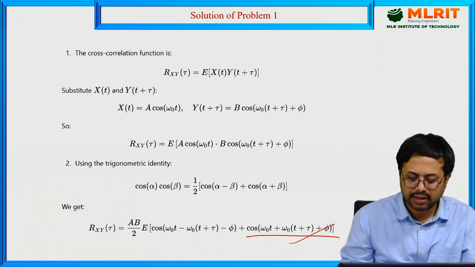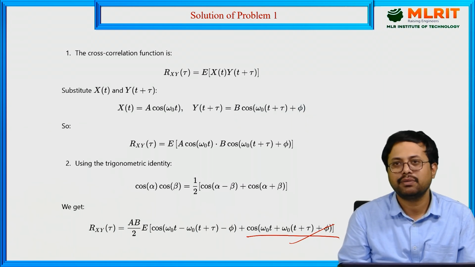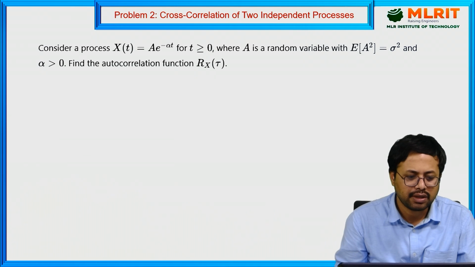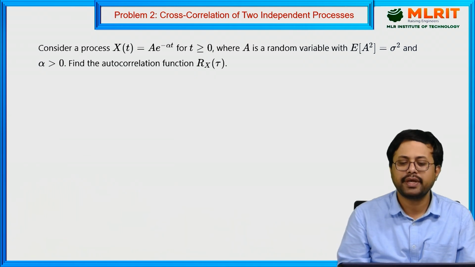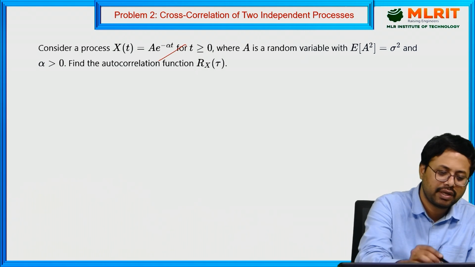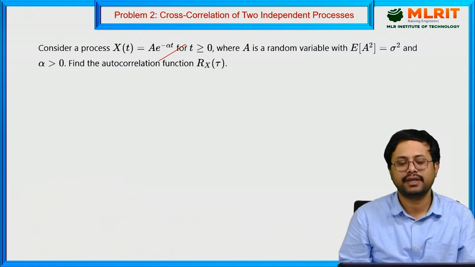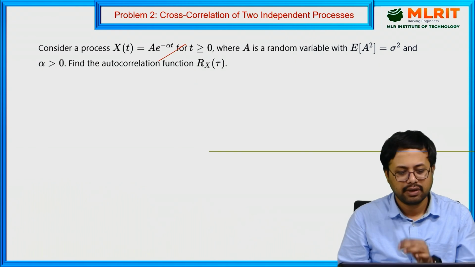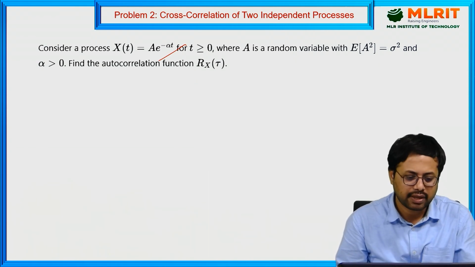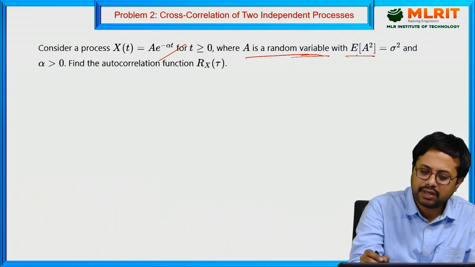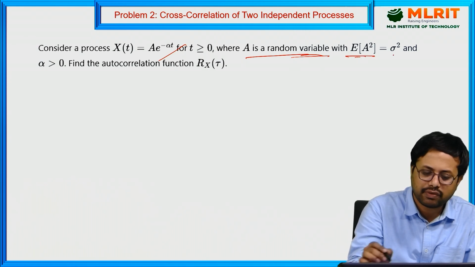If they ask further, phi is the uniform random variable, then you have to simplify it further. Now second question, the cross correlation of two independent processes. Here x of t equals an exponential decaying term, A times e to the power minus alpha t, for t greater than or equal to 0. Here A is a random signal with expectation of A squared equal to tau.